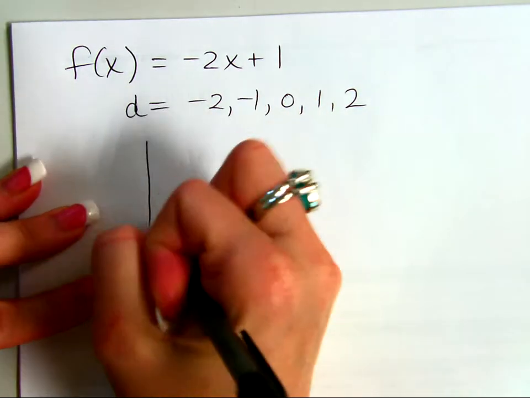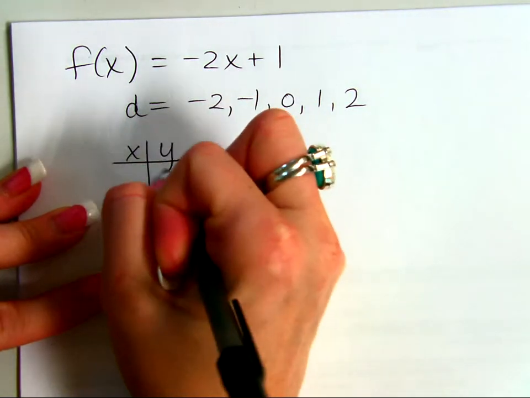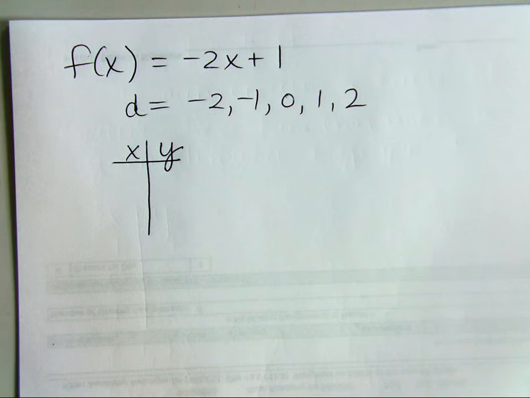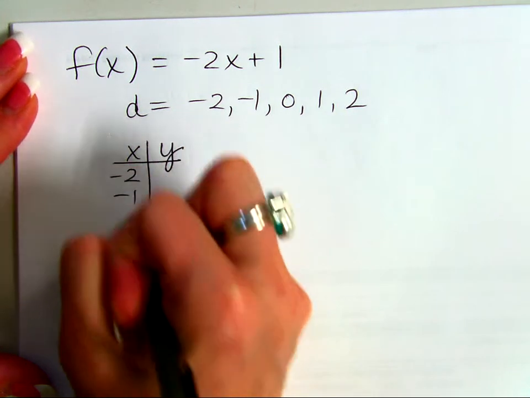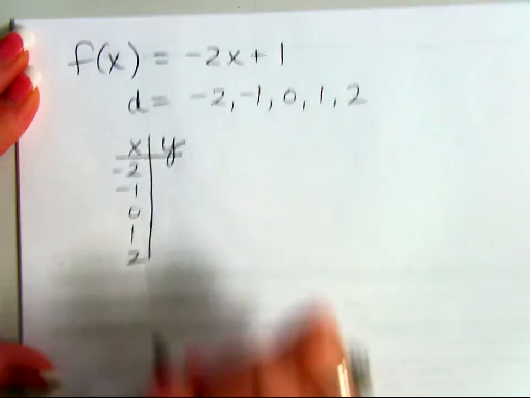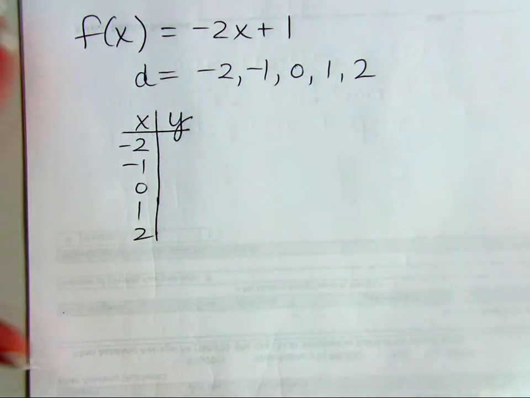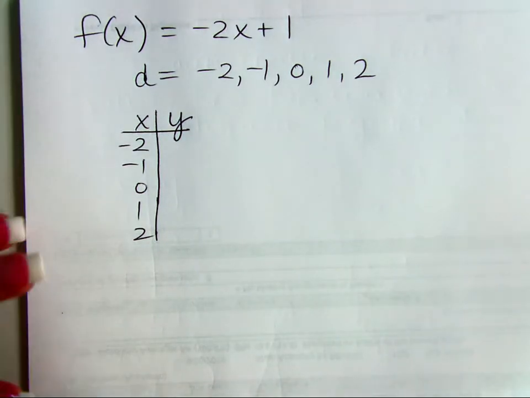So I need 2 things from you today. I need to see your table of values, and then I need to see your graph. Those are the two things that are going to be worth points. So I'm going to fill in my domain, which is given. This is going to require a little bit of thought too, so let's kind of stay on top of this.